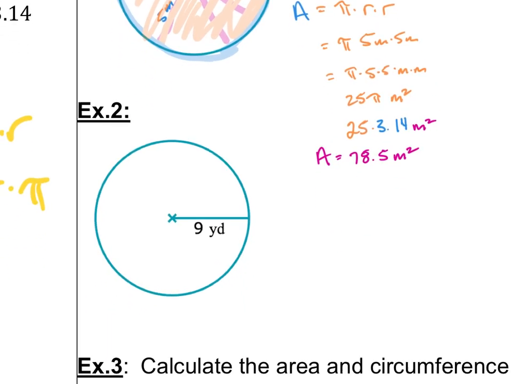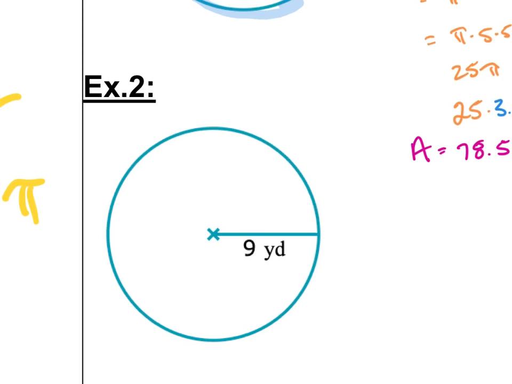Well, now we're going to look at this one. Now, is that the radius? Or is 9 the radius? Or is 9 the diameter? That's the question you have to ask yourself. In every circle, you have to ask yourself, did they give me the radius or did they give me the diameter?